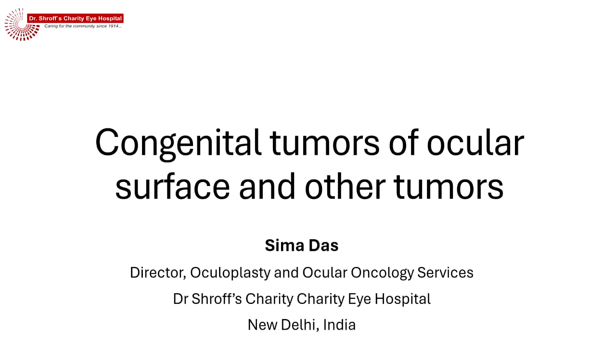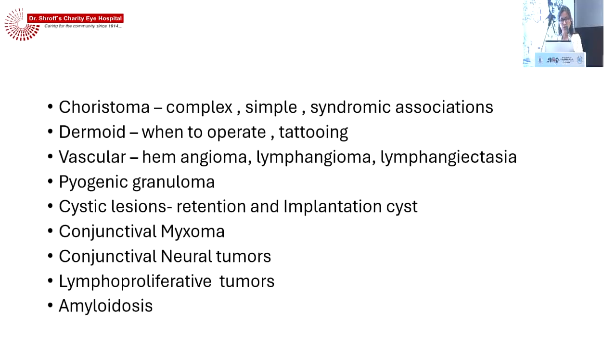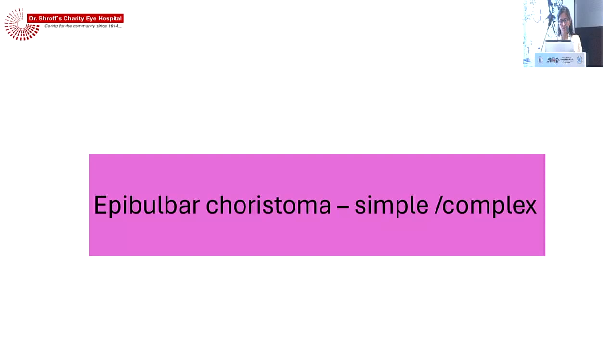on ocular surface tumors, and I'll be talking about the congenital tumors of the ocular surface and a few other non-epithelial tumors. So these are mainly the list of the common things that we see on the ocular surface other than the epithelial tumors and OSSN, which of course remains the major chunk. And I'll try to cover some of them as case-based scenarios.